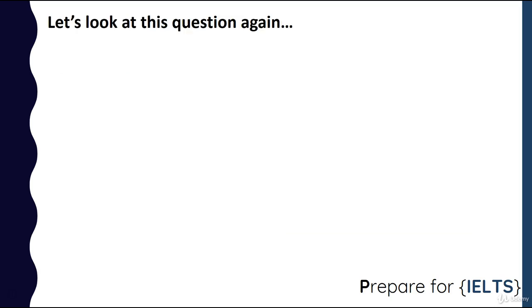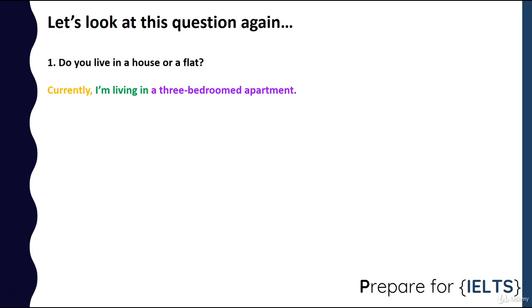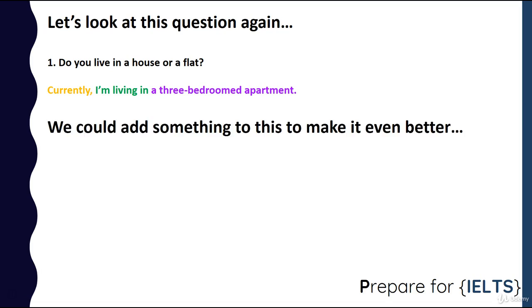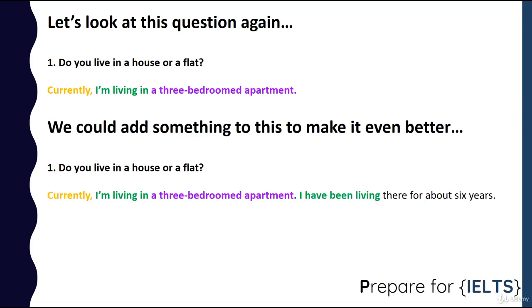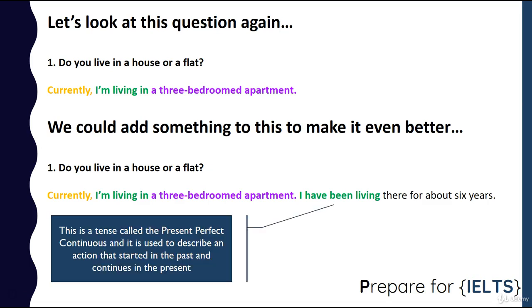Let's take a look at this question again. Do you live in a house or flat? Currently I'm living in a 3-bedroomed apartment. We could add something to make it even better. Currently I'm living in a 3-bedroomed apartment. I have been living there for about 6 years. And this is a tense called the present perfect continuous, and it's used to describe an action that started in the past and continues in the present.